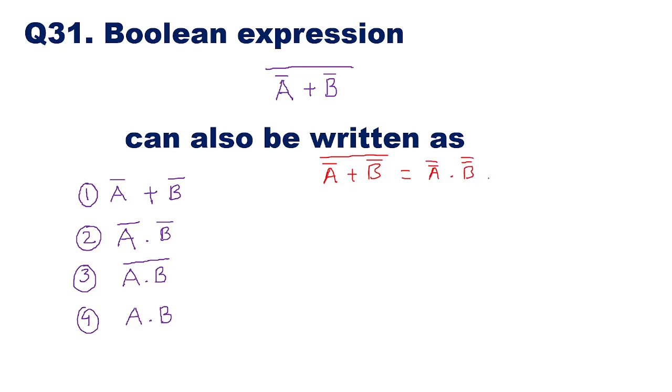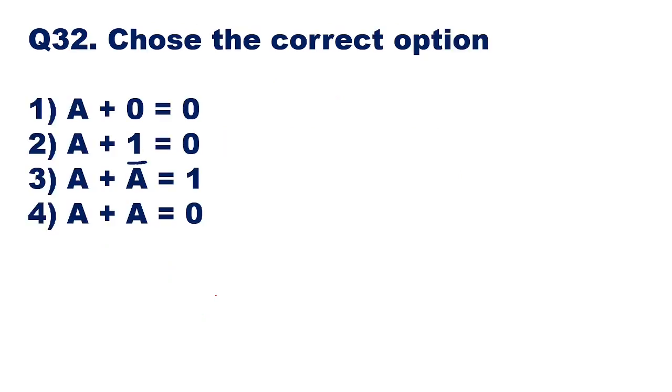And if there are two bars, then the value of that is the variable itself. So this you can write as A into B. So here if you see, option 4 will be the right answer. That means the Boolean expression A bar plus B bar the whole bar can also be written as A into B. So option 4 is the right answer. Then we'll go to the next question.